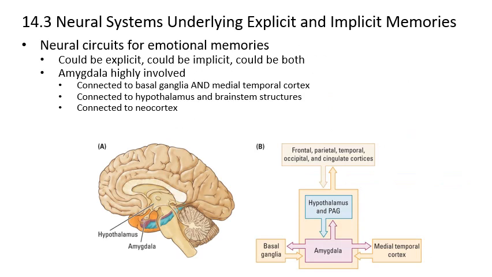Emotional memories have distinct neural circuits as well. Emotional memories don't really fit into the implicit-explicit dichotomy. They could be one or the other. They could be both. It's not entirely clear. They at least tend to have some features of their own.